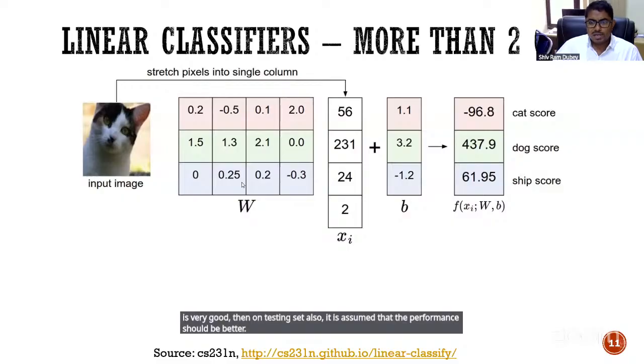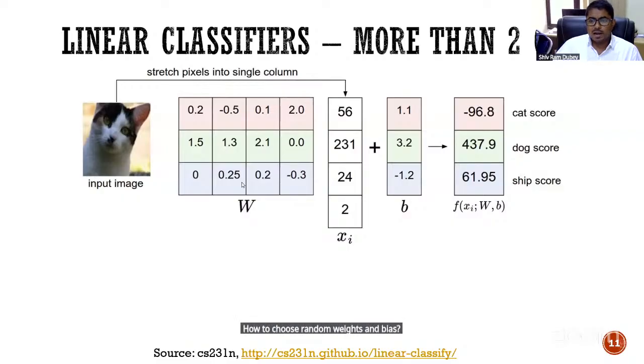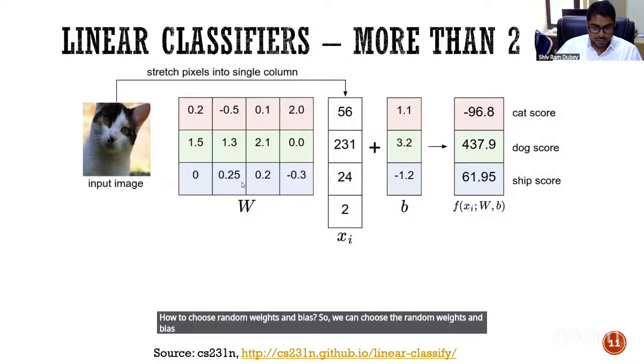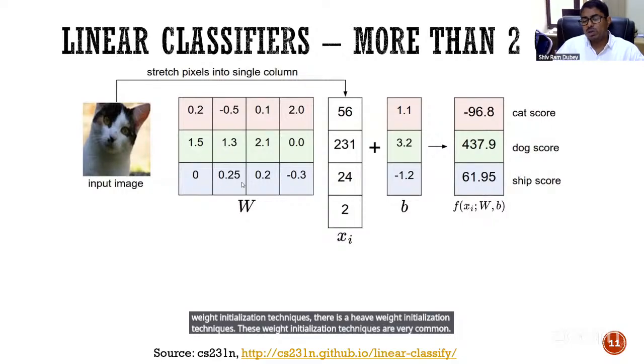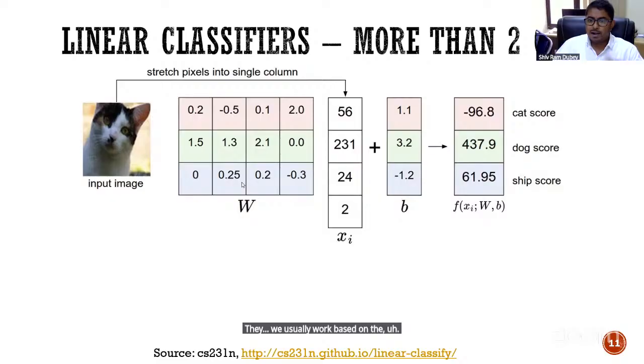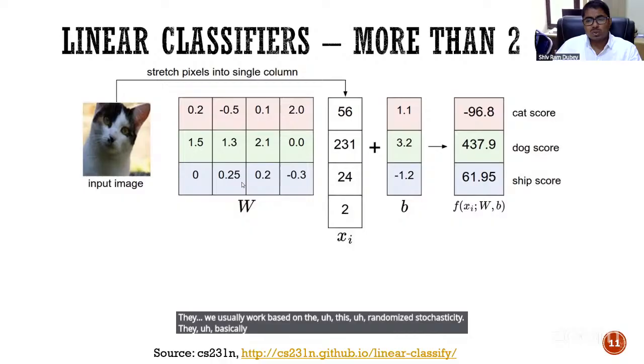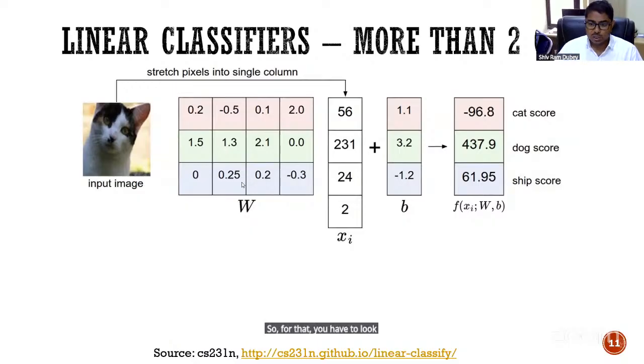How to choose random weights and bias? We can choose the random weights and bias. There are weight initialization techniques. For example, there is Xavier weight initialization, and there is He weight initialization. These weight initialization techniques are very common. They usually work based on randomness, stochasticity. They basically take the values of the weights randomly from a distribution with zero mean, and the standard deviation is set based on how many neurons we have in the input layer. So for that, you have to look up the weight initialization techniques.